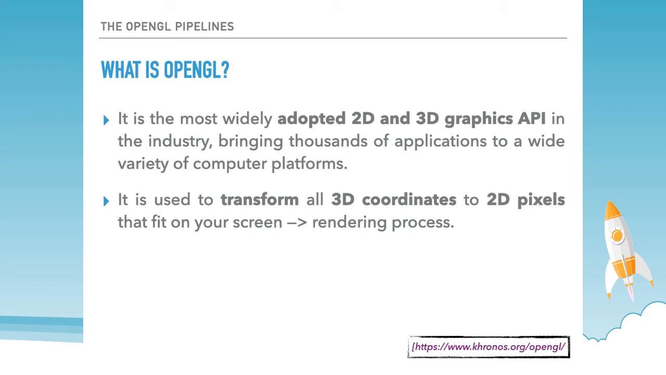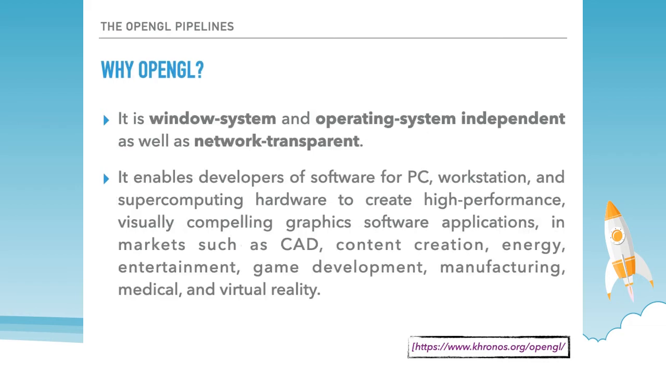It is the most widely adopted 2D and 3D graphics API in the industry, bringing thousands of applications to a wide variety of computer platforms. It is also used to transform all 3D coordinates to 2D pixels that fit on your screen. So, why do we use OpenGL? Well, it is windowing system and operating system independent, as well as network transparent.